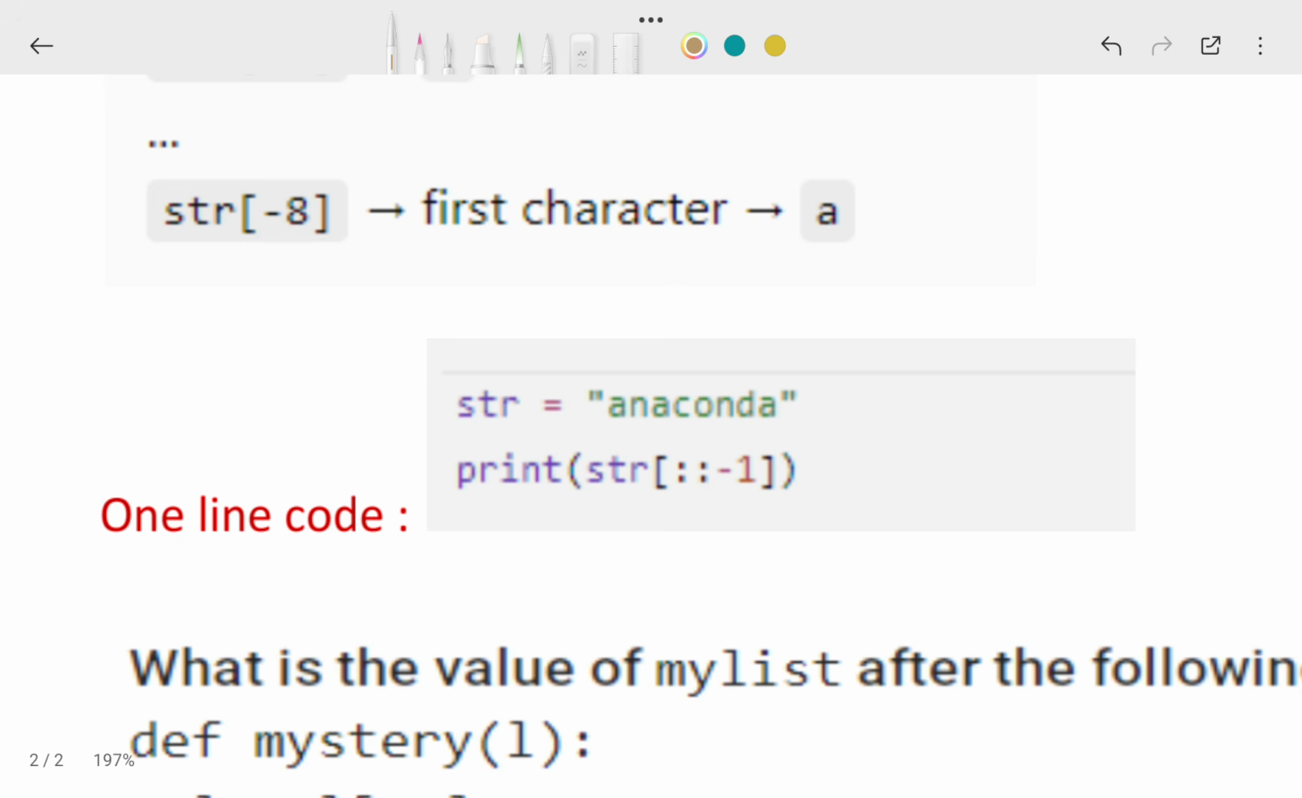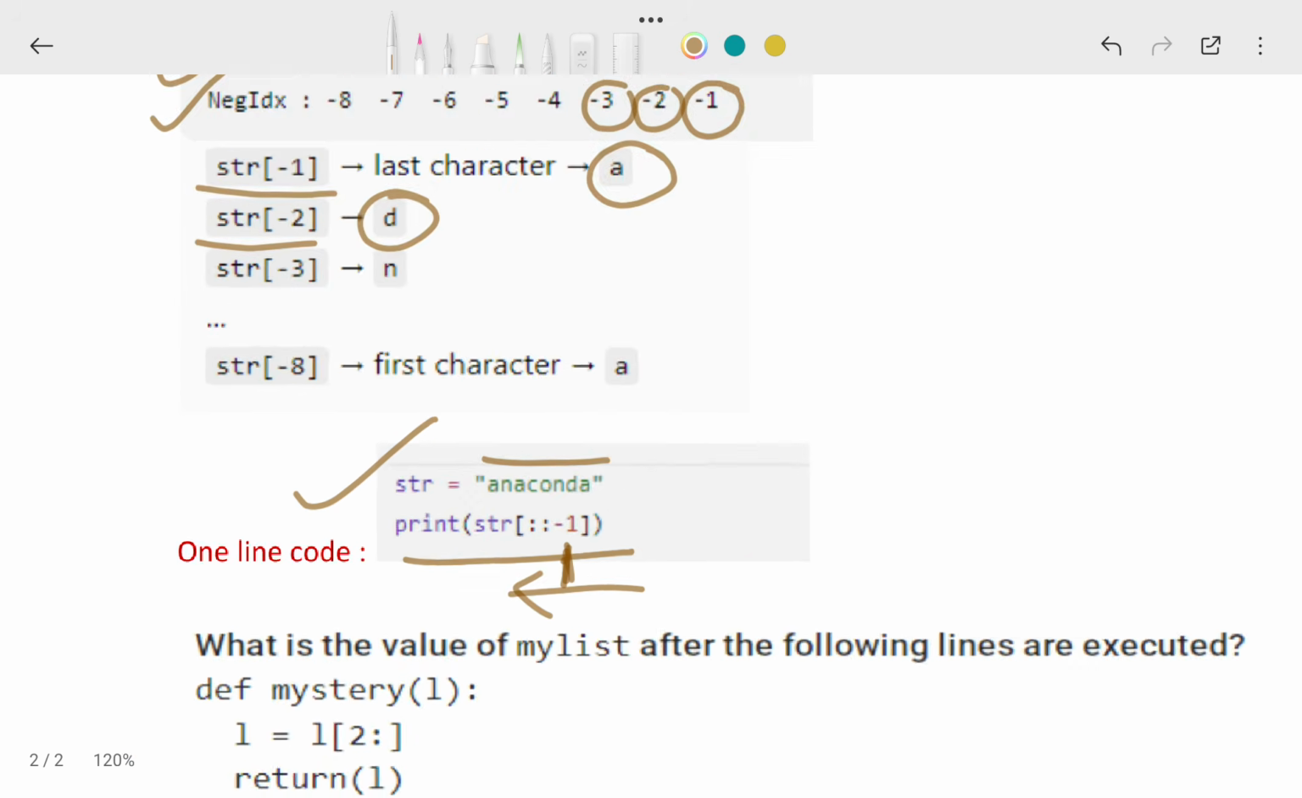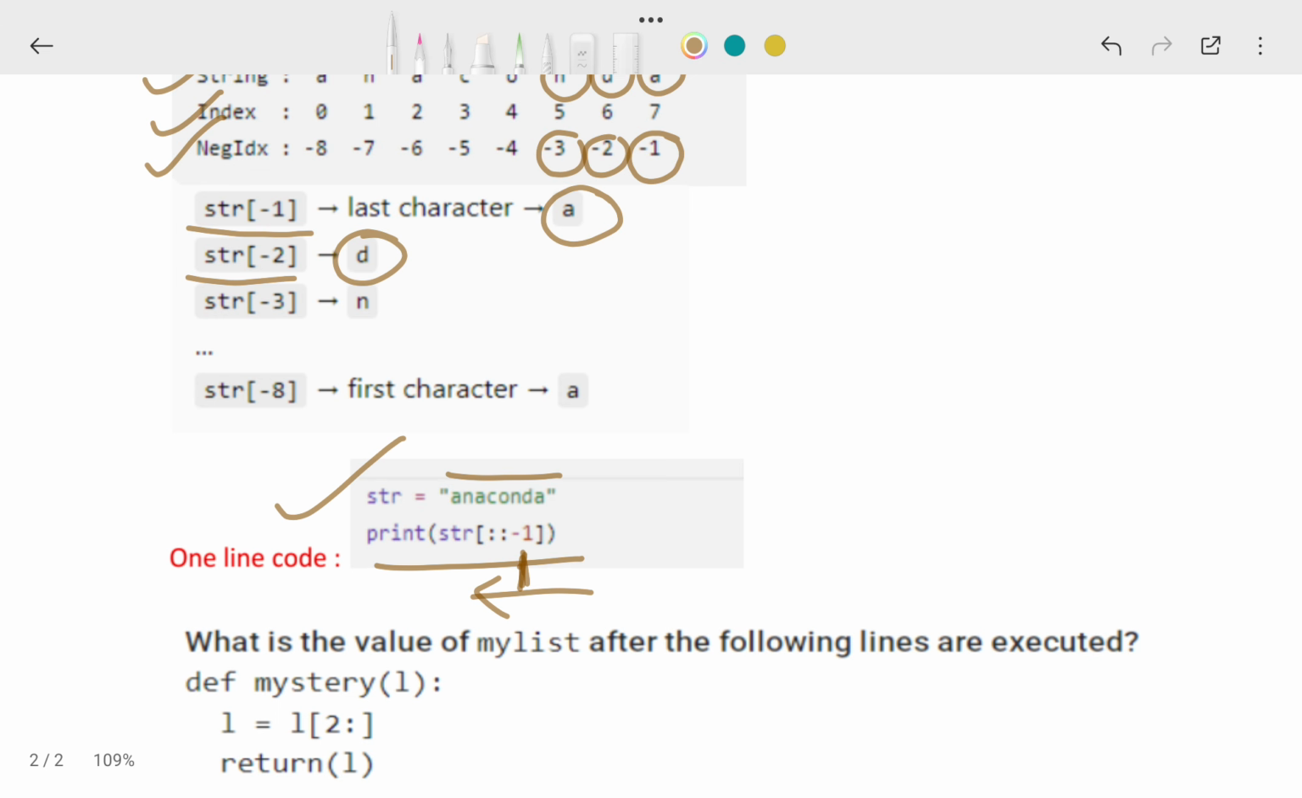If you want to write a very small special program instead of this, you can also write it like this: print str, with nothing, then nothing, then -1. So you display all the characters in this string from last to first. The meaning is this: from last to first, display everything. So it will display A, C, O and D. I think you understand. So -1 means from last to first, you have to display all the data.